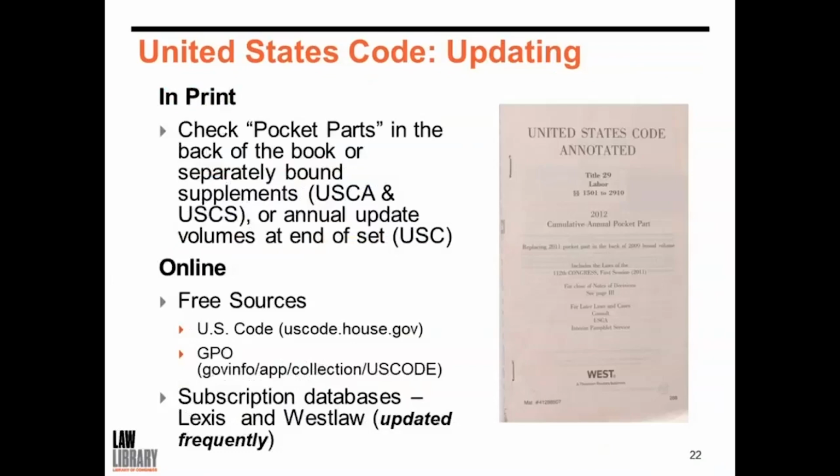And then back to updating: how do we make sure that you're looking at the current version of the print source, if you're using a print source? If you're using an annotated print version of the code, you'll have to check the pocket parts in the back of the book, and also the separately bound supplements. If you're using the official print version of the code, you'll need to check the annual update volumes at the end of the set. And even then, you really should check an online source to make sure that your section hasn't been changed since the supplement was printed. So a lot of our currency checking now is really reliant on online sources.